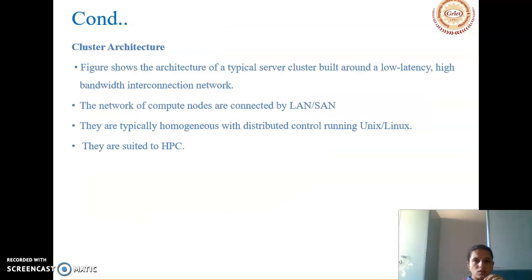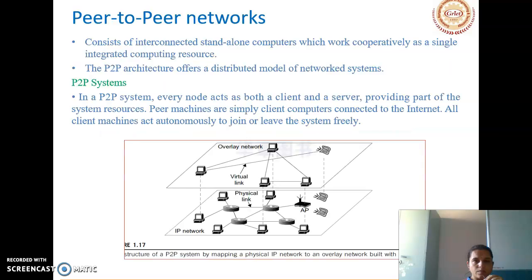This figure shows the architecture of a typical server cluster built around a low latency, high bandwidth interconnection network. The network of computer nodes is connected by a LAN, SAN, or WAN. They are typically homogeneous with distributed control running Unix or Linux. They are suited to HPC. HPC is nothing but high performance computing systems.